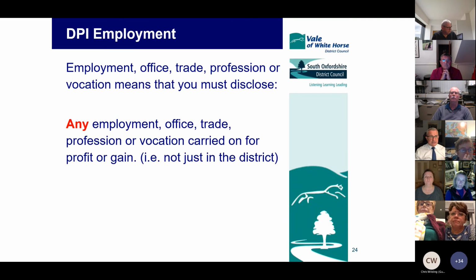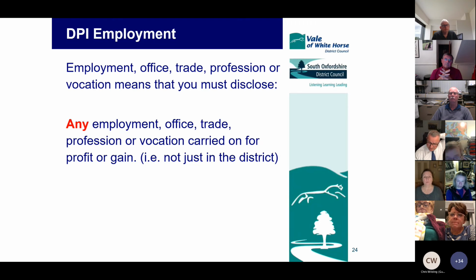So these are the categories. Employment, any office, trade, profession or vocation means you must disclose anything carried on for profit or gain. It doesn't cover voluntary work, and it doesn't cover you as a retired professional or retired person, so you wouldn't have to declare that. It's just anything which is current for which you get paid.